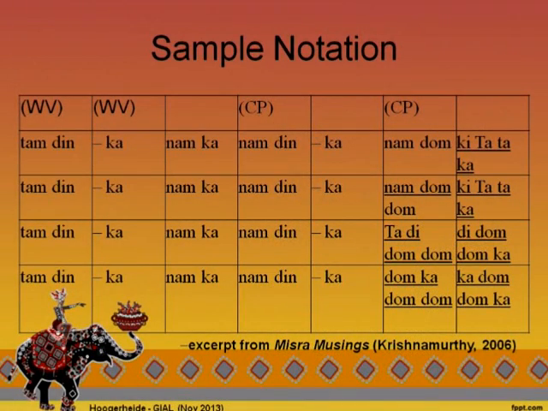5, 6, 7, tamden. Ka nam den. Ka nam nom kita taka tamden. Ka nam den. Ka nam nom kita taka tamden. Ka nam den. Ka tadi dom no dida dom ka tamden. Ka nam damkin. Ka dom ka tam.